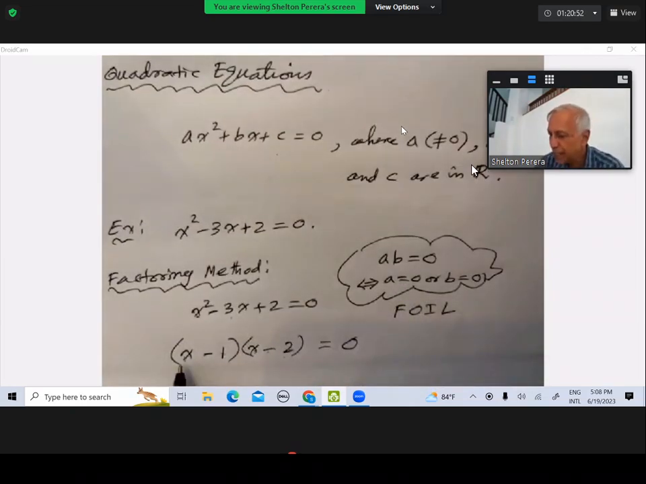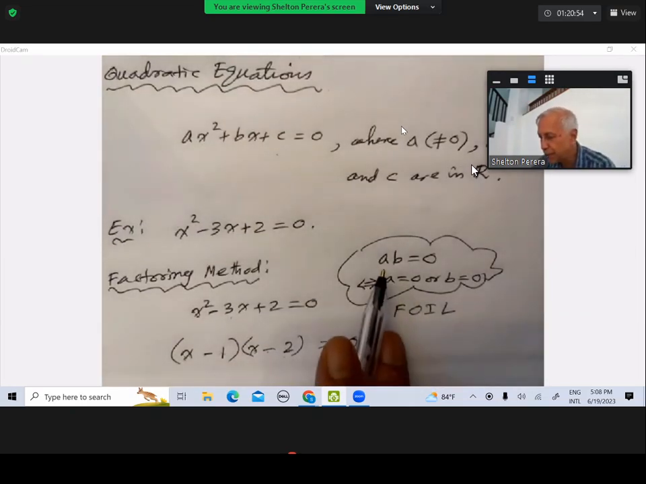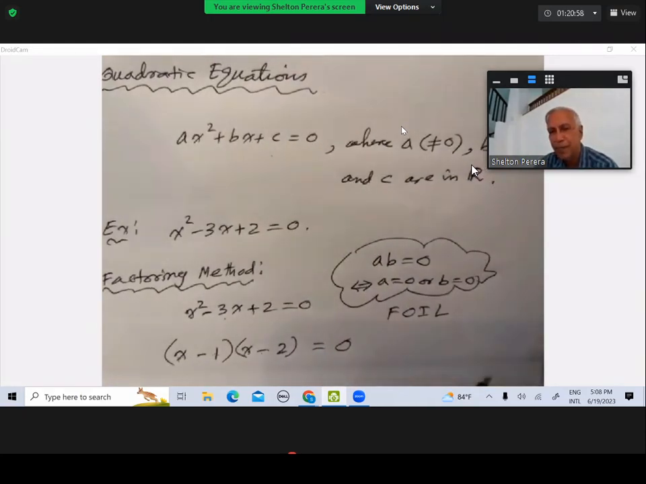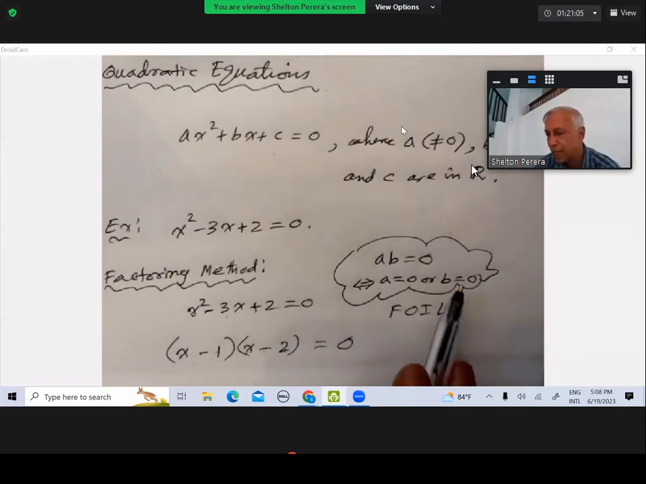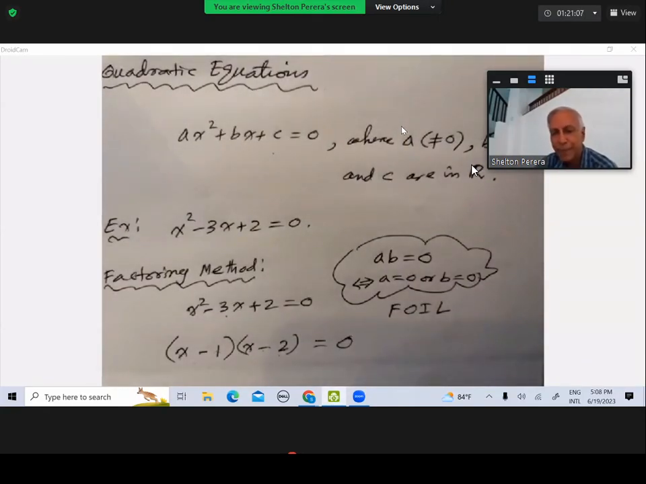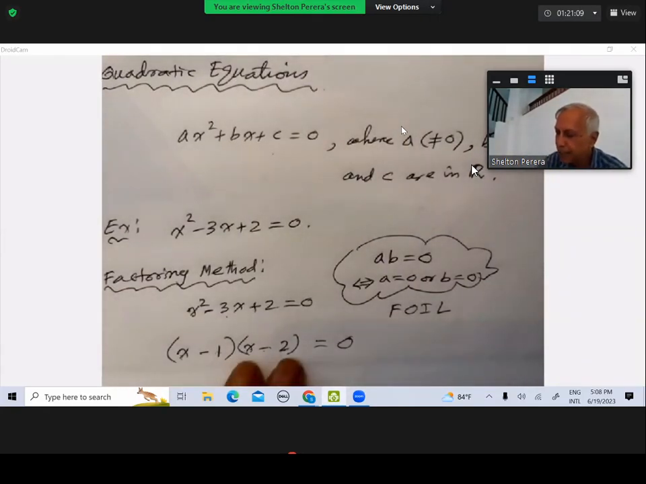Okay, so now it's like this. You can never get 0 by multiplying two non-zero numbers. Non-zero numbers are either positive or negative. So AB will also have a sign, it will not be 0. This is like A, this is like B.